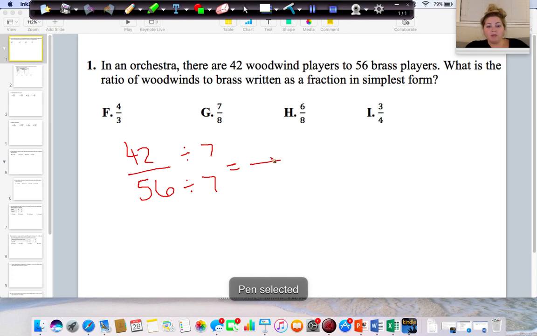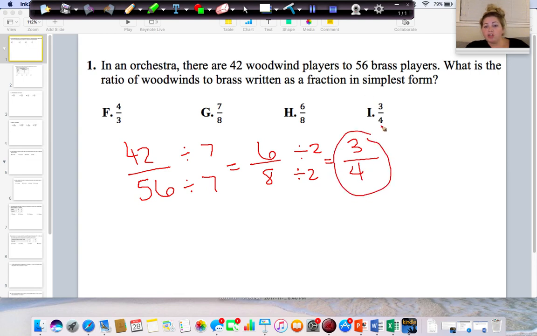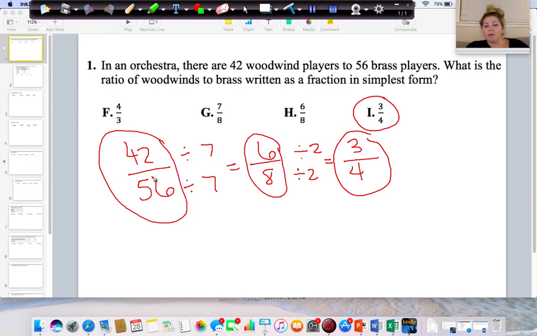Okay, so 42 divided by 7 gives me 6, and 56 divided by 7 gives me 8. And again, I can reduce 6 over 8 by dividing them both by 2. 6 divided by 2 is 3, and 8 divided by 2 is 4. So my final answer should be 3/4. But if you've got 6 over 8 or 42 over 56, I will accept any of these three answers. Again, try and reduce if you can, but if not, I will accept your ratio without reducing it.